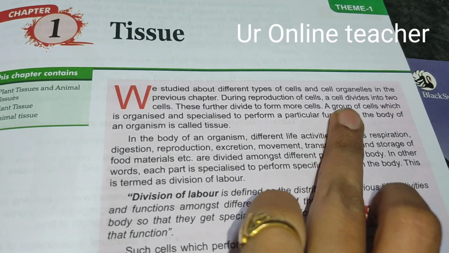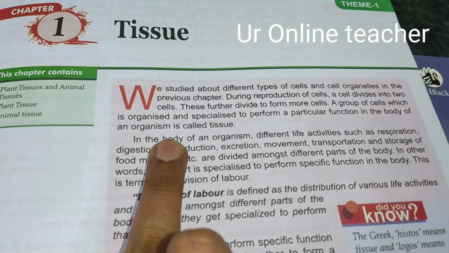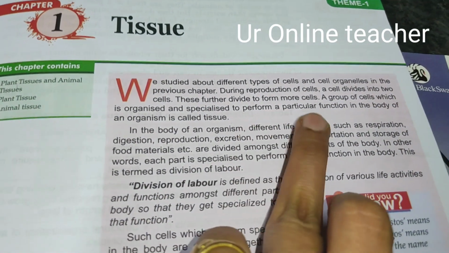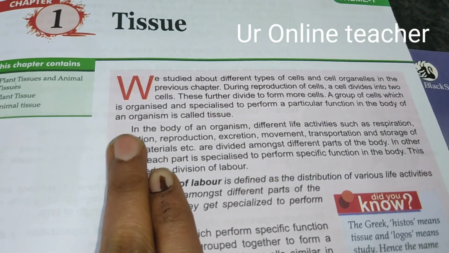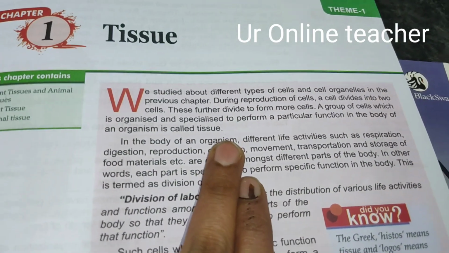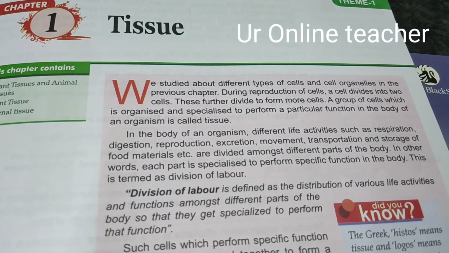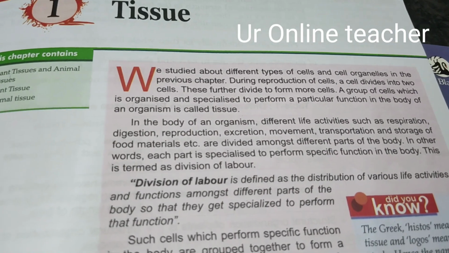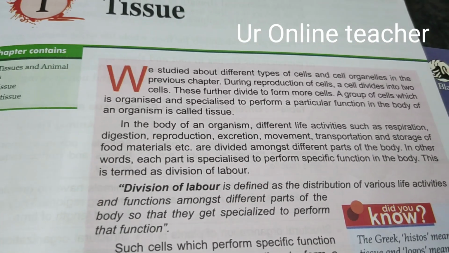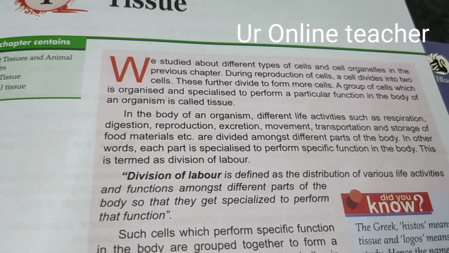But a group of cells which is organized and specialized to perform a particular function in the body of an organism is called tissue. So, what is tissue? A group of cells which are specialized and organized to perform some particular function in the body. It is called tissue.